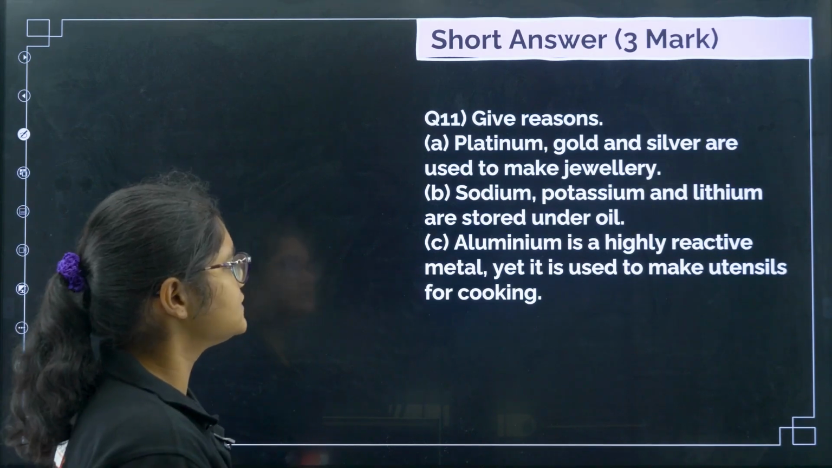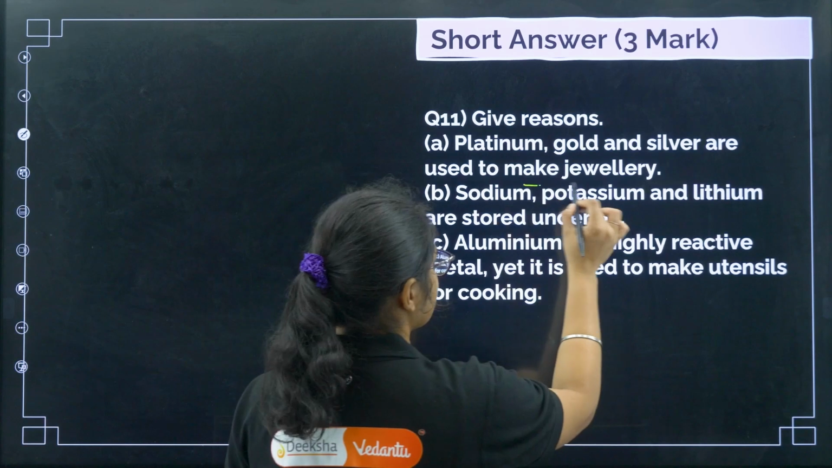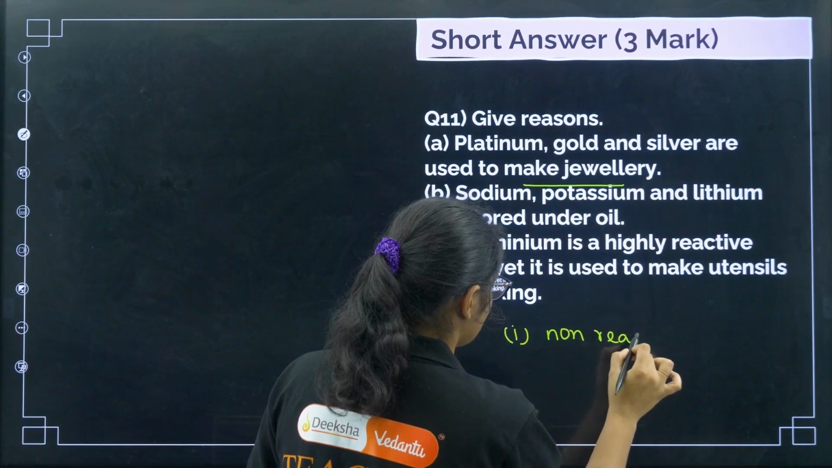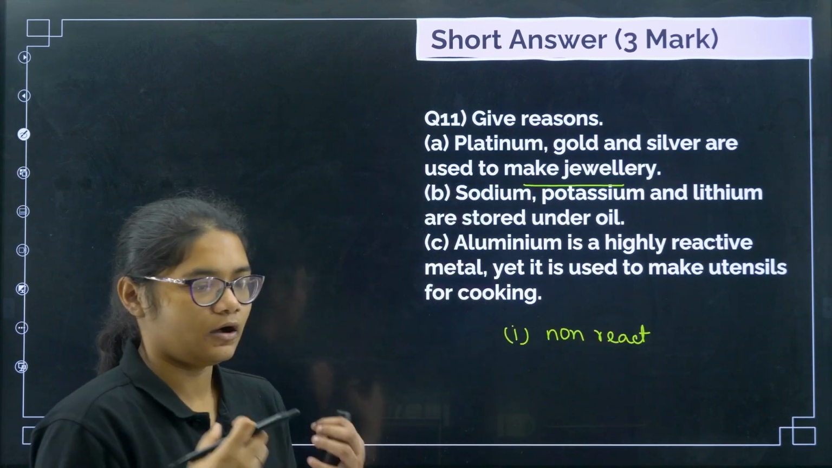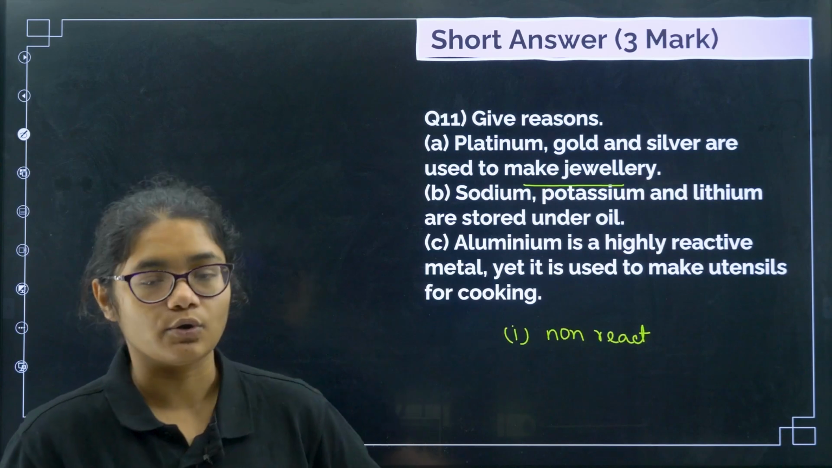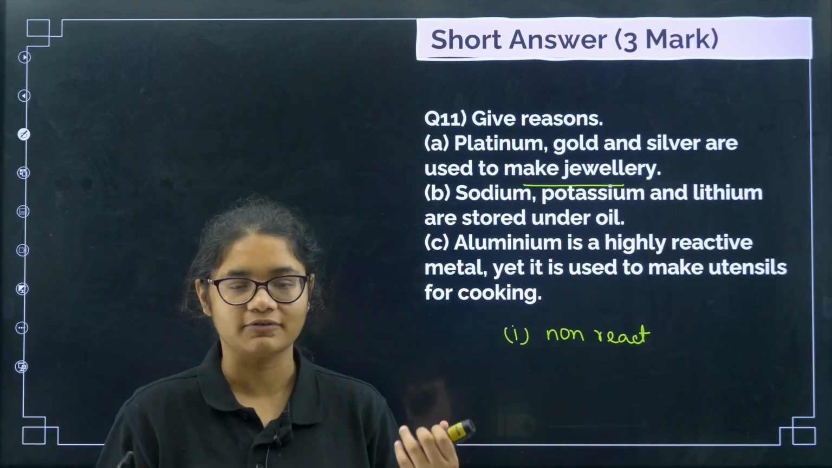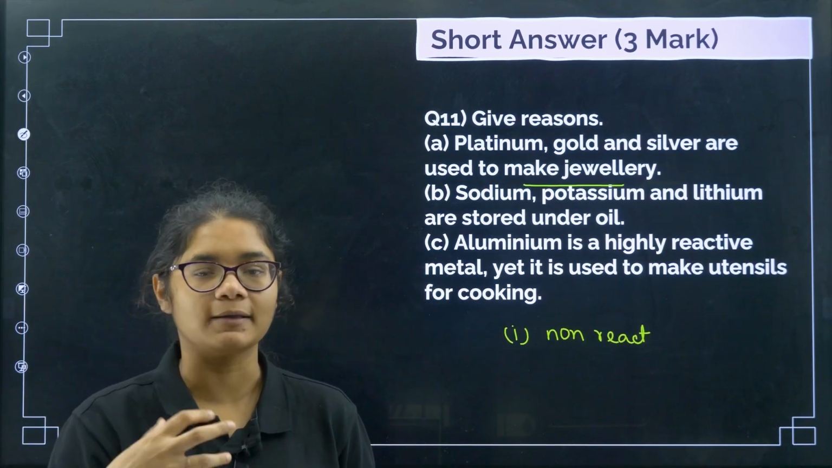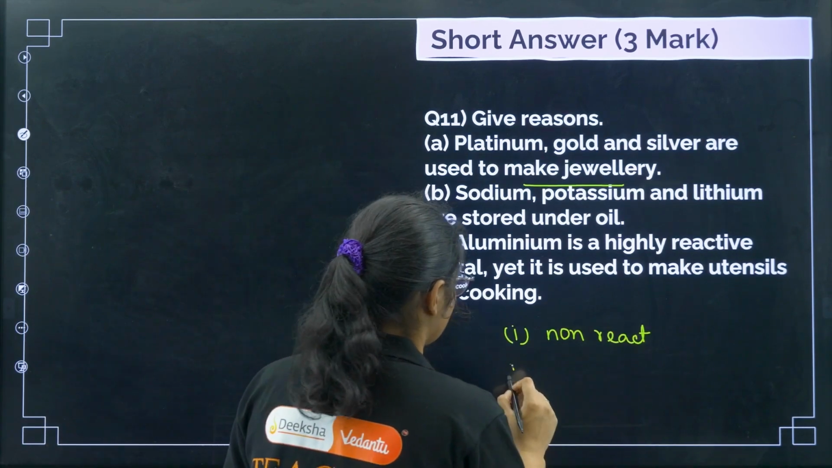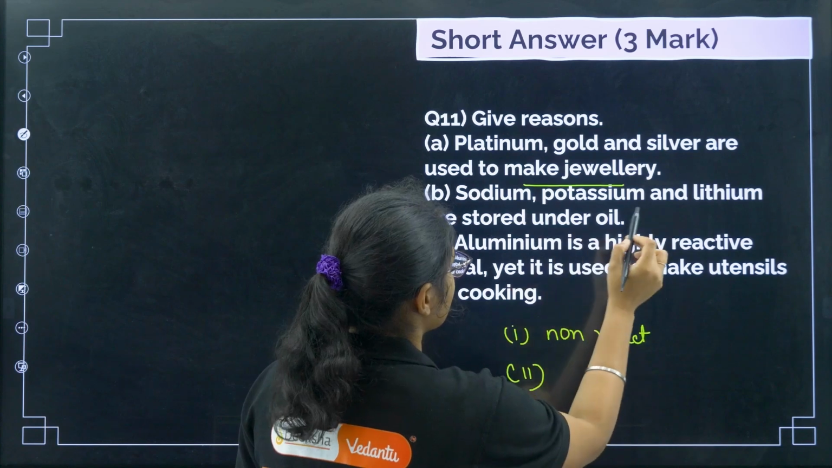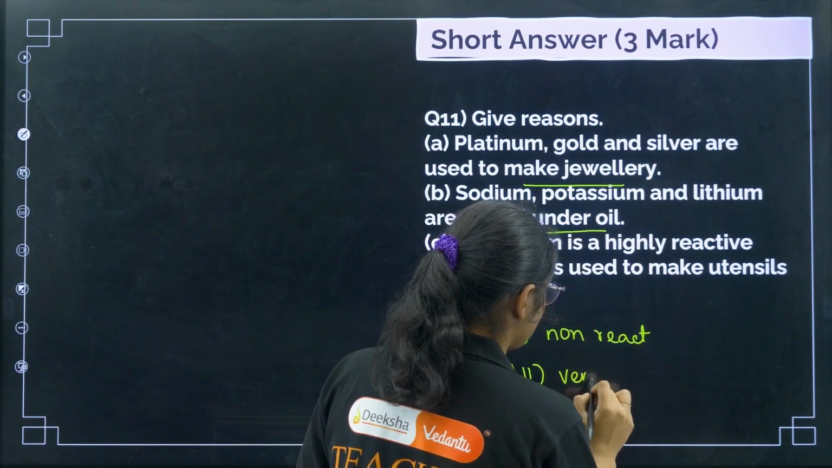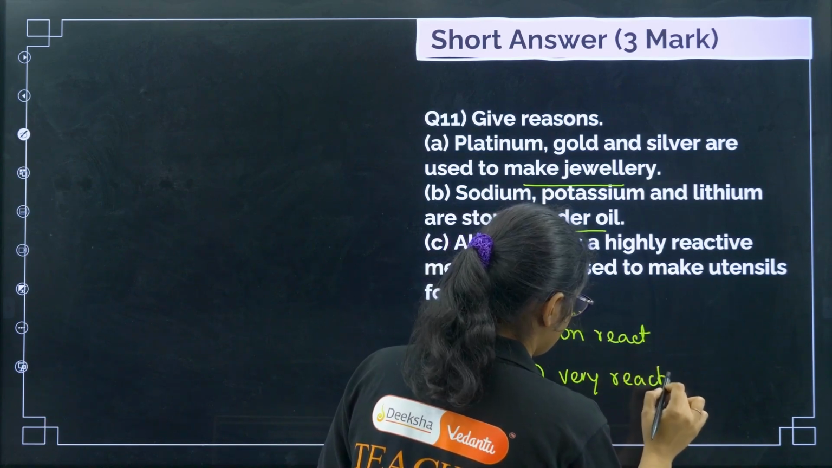Okay, next, give reasons. Platinum, gold and silver are used to make jewelry. The main reason for that is they are non-reactive, right? They do not react with anything, so their shininess, their appearance remains like that for a longer period of time. If you make jewelry of iron, what will happen? Within a short time it will get rusted, right? So that is why silver and gold are preferred. Second one, sodium, potassium and lithium are stored under oil. Why? Because they are very reactive and they can easily catch fire, right?